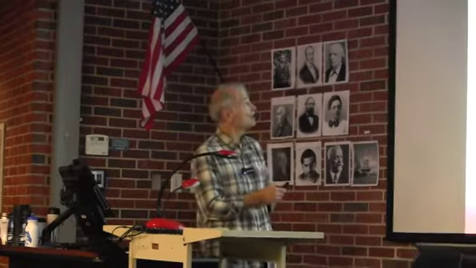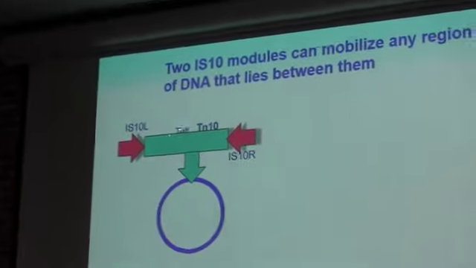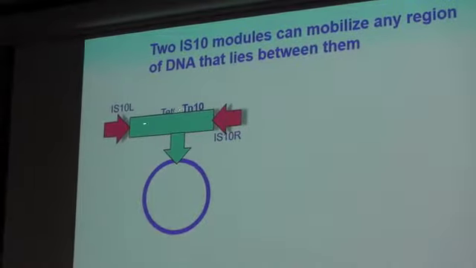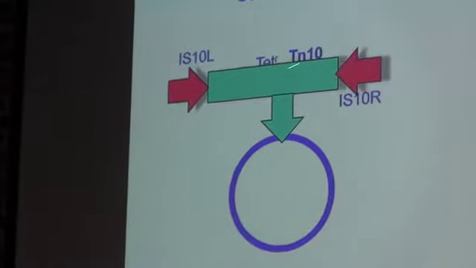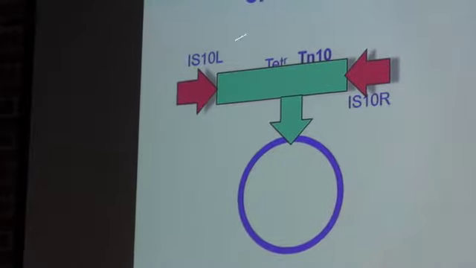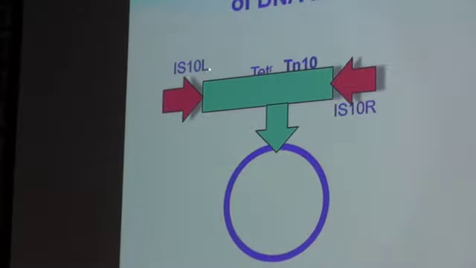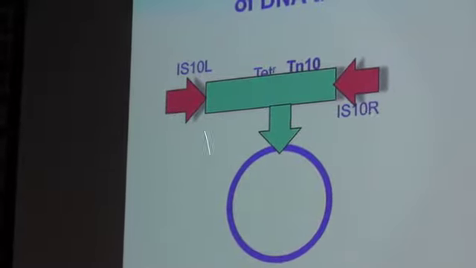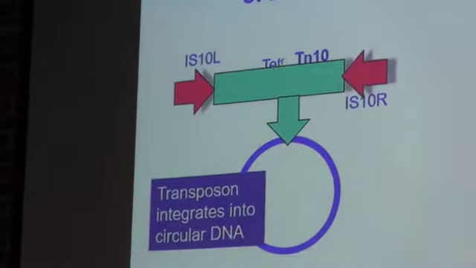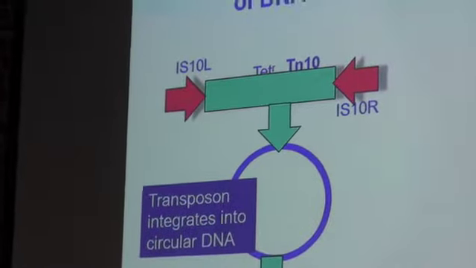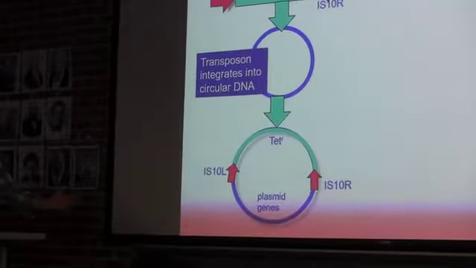In fact, you'll see it here. So here you have, this must be Tn10 because you have Tet resistance in the middle here. Here's the transposon. Here's the transposase coding region. And here are the two inverted repeats. IS10 left and IS10 right. And this is the plasmid target that they're going to go into. It integrates into that. And now that it's in, the next time it moves, there are two possibilities.